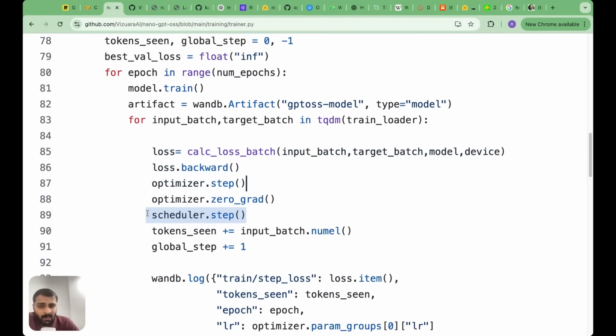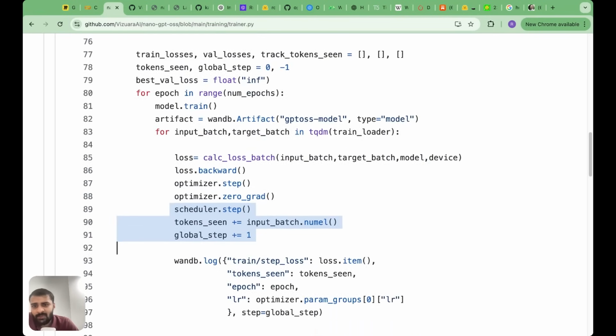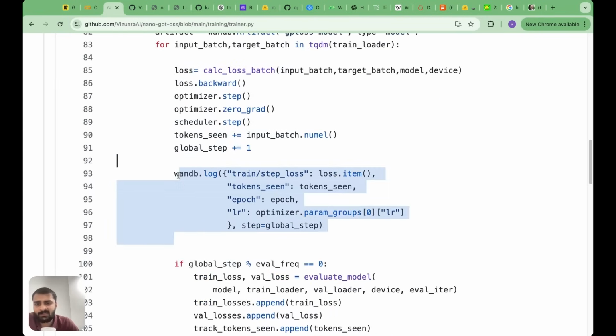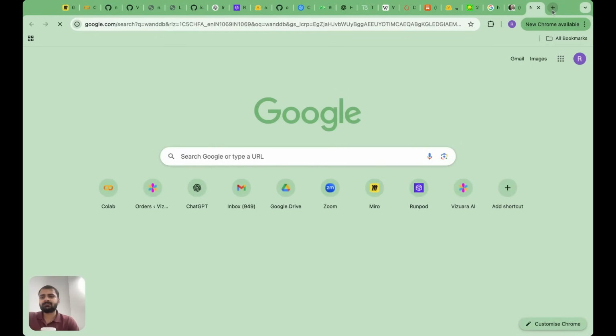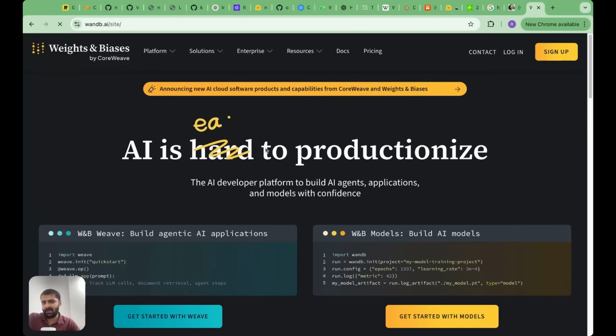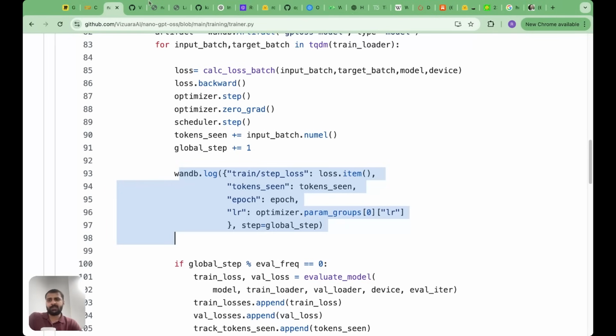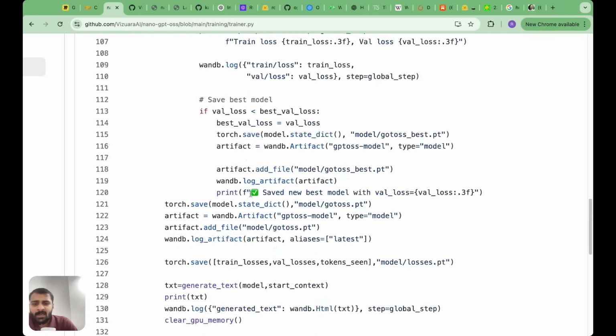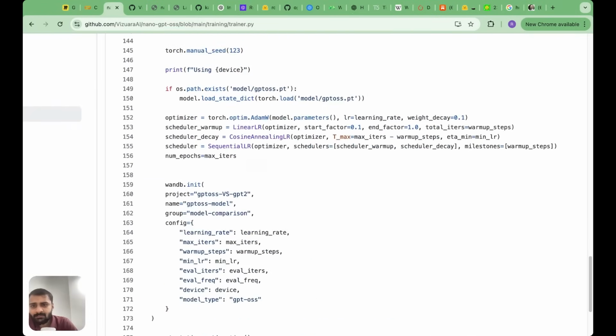Then we update the learning rate, etc. That's all actually. And then we are saving our results in WandDB. If you're not aware of WandDB, it's essentially Weights and Biases, where you can monitor your training and how it's proceeding, right? So this is the training loop which we have.